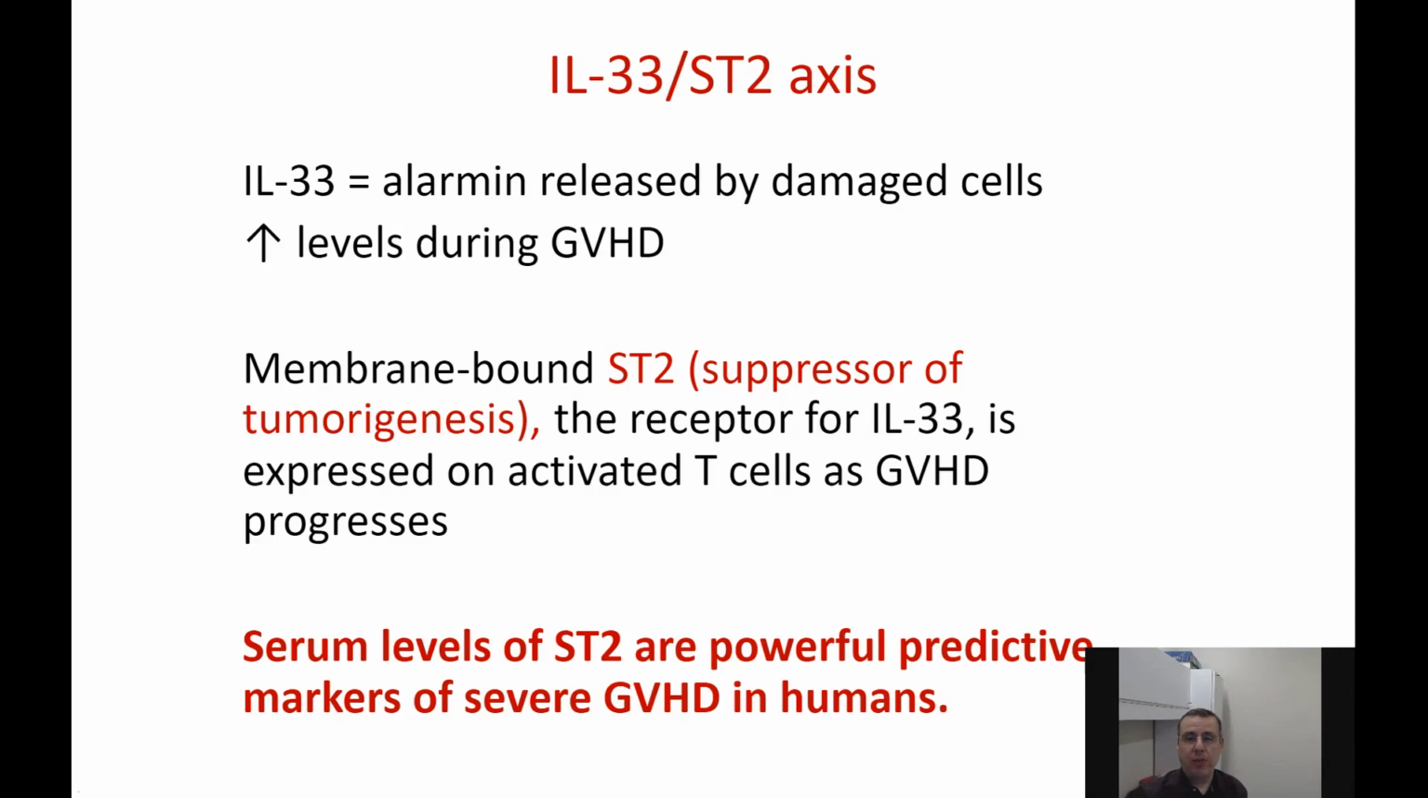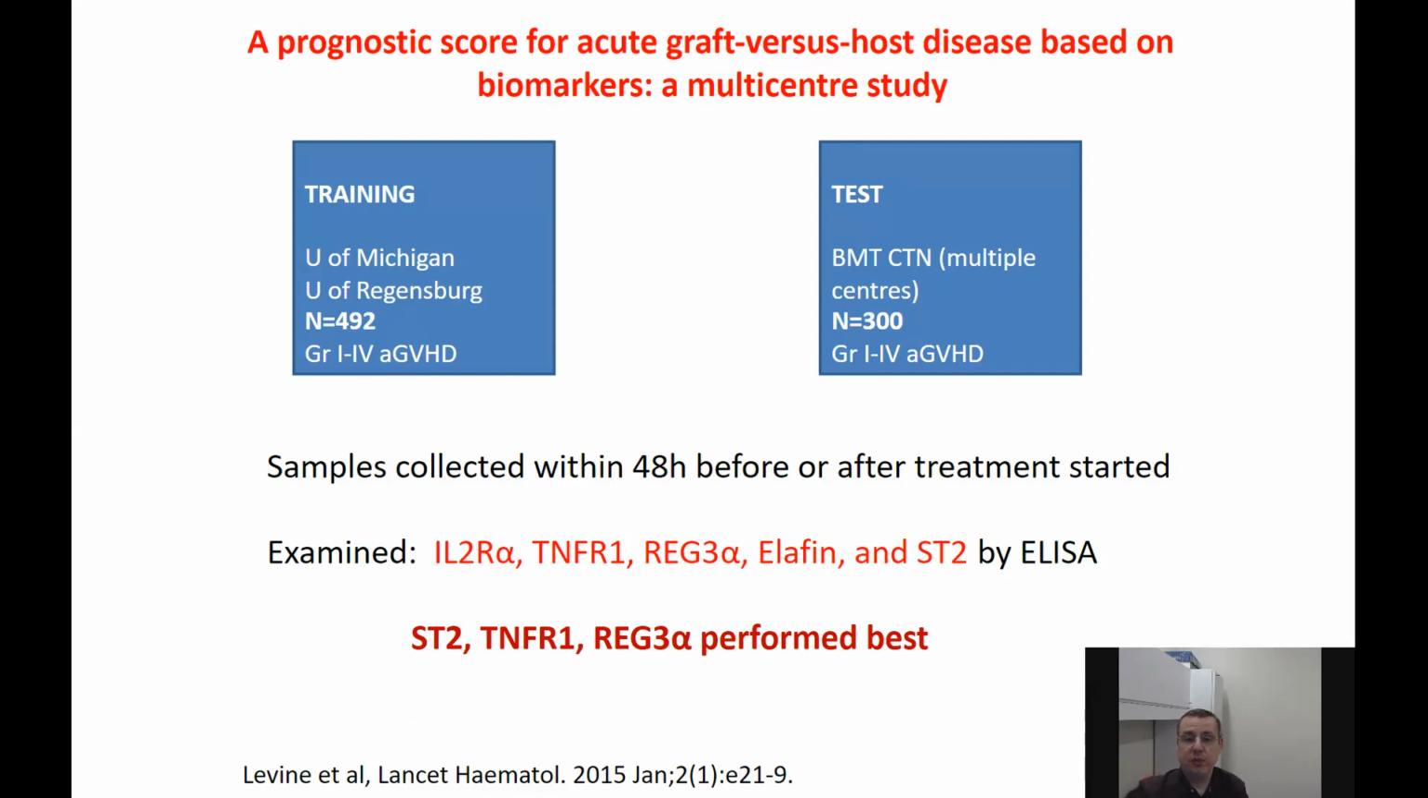Another protein axis that can be used as potential biomarkers is the IL-33 ST2 axis. IL-33 is a protein, an alarmin, that is released by damaged cells, and levels are found increased during graft-versus-host disease. And the membrane-bound ST2, suppressor of tumorigenesis, the receptor of IL-33, is expressed on activated T cells as the GVHD progresses. Serum levels of ST2 are powerful predictive markers in severe GVHD in humans. So these two markers in particular are of particular significance.